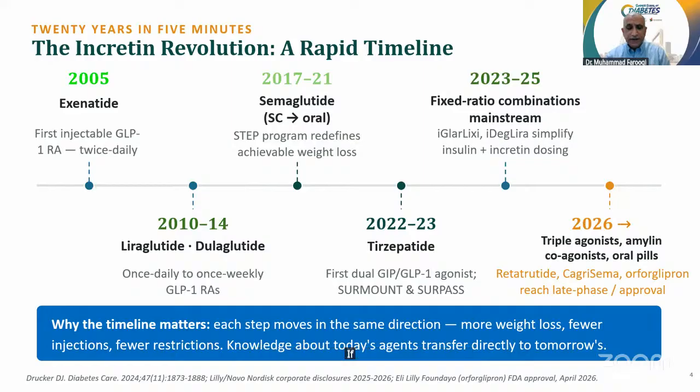If you look ahead, there are the triple agonists, the amylin co-agonists, and oral options, which are all approaching or entering the market shortly. The knowledge and experience that you will gain now with semaglutide or tirzepatide will then transfer directly to whatever comes next.